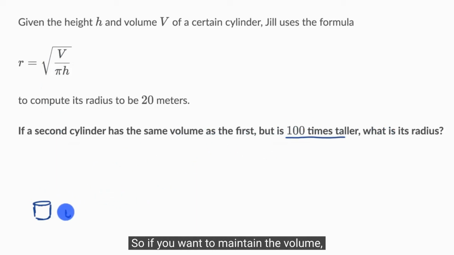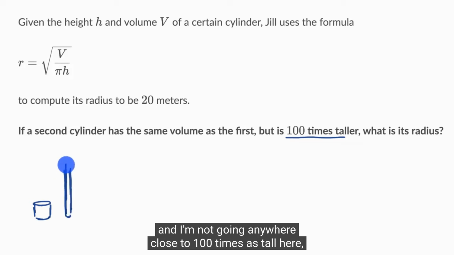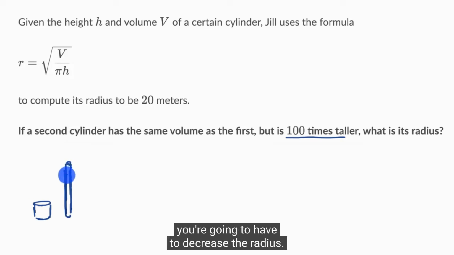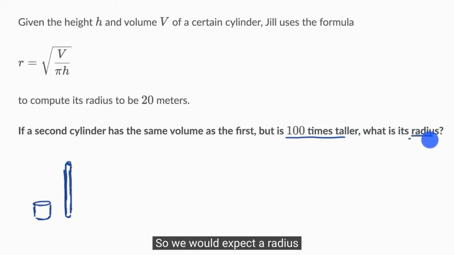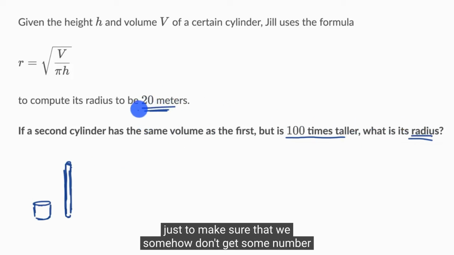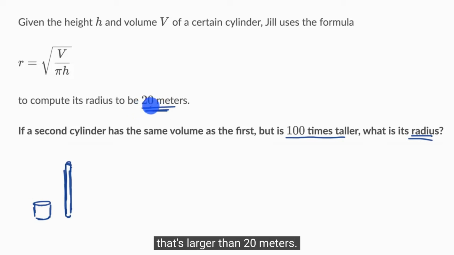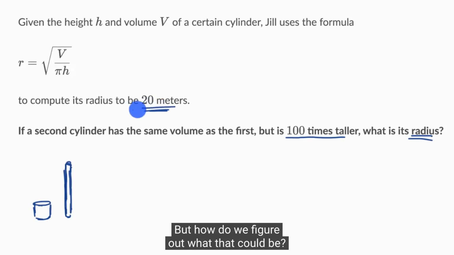So if you want to maintain the volume, as you make the cylinder taller, and I'm not going anywhere close to 100 times as tall here, you're going to have to decrease the radius. So we would expect a radius to be a good bit less than 20 meters. That's just the first intuition, just to make sure that we somehow don't get some number that's larger than 20 meters. But how do we figure out what that could be?